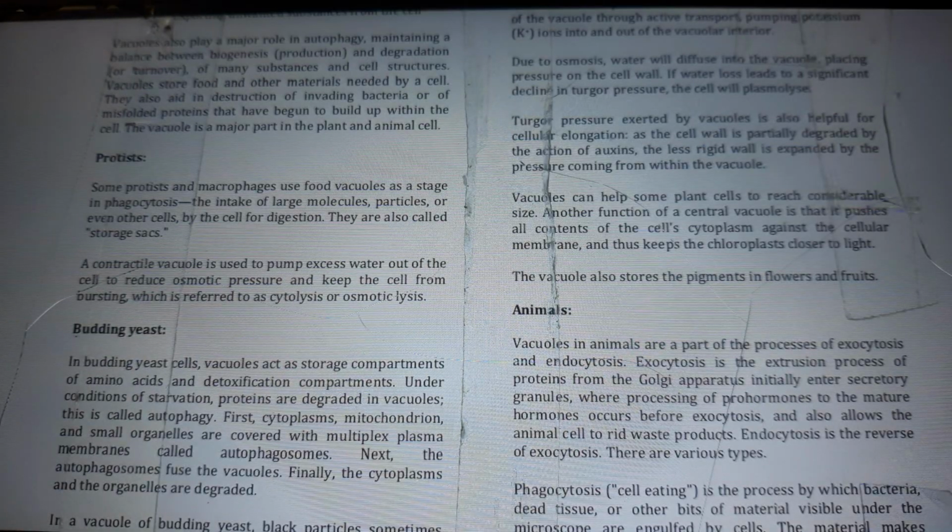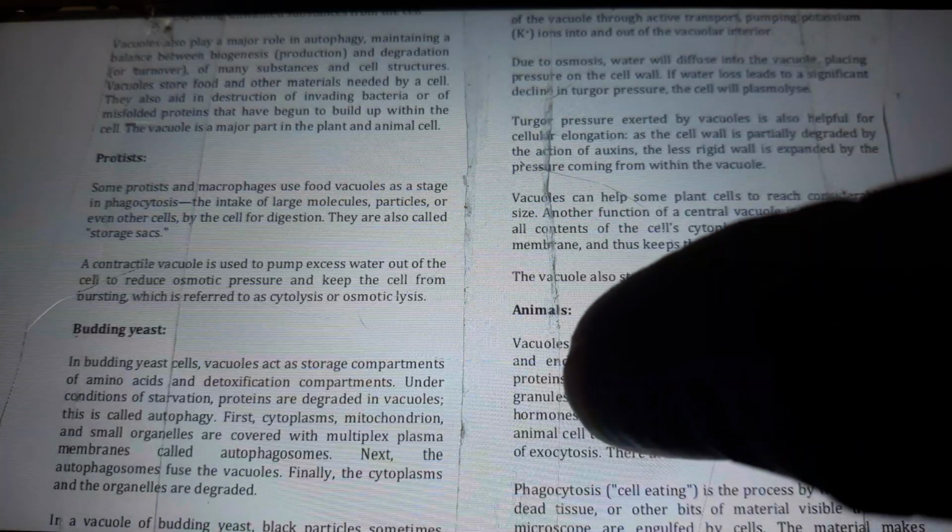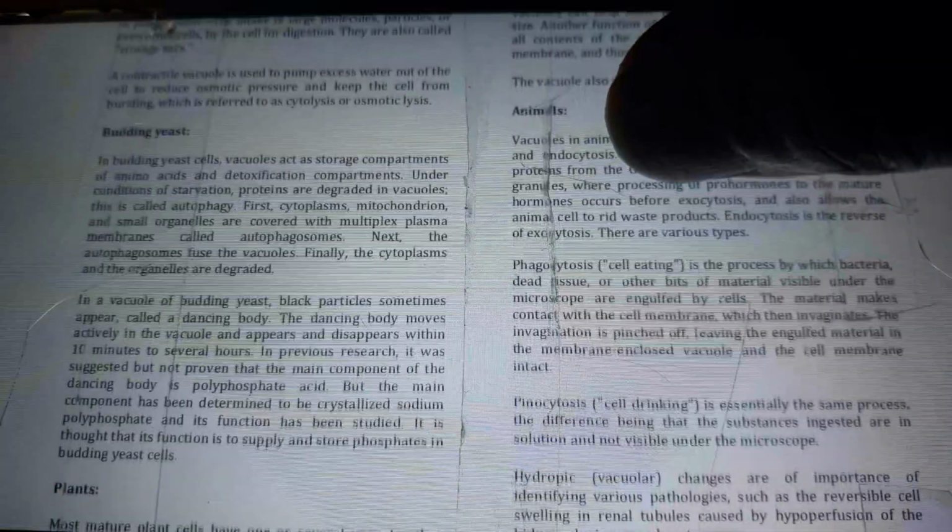Protists. Some protists and macrophages use food vacuoles as a stage in phagocytosis, the intake of large molecules, particles, or even other cells by the cell for digestion. They are also called storage sacs. A contractile vacuole is used to pump excess water out of the cell to reduce osmotic pressure and keep the cell from bursting, which is referred to as cytolysis or osmotic lysis.